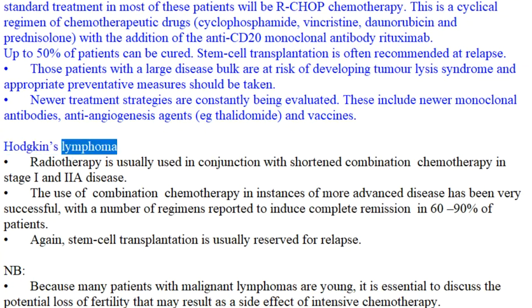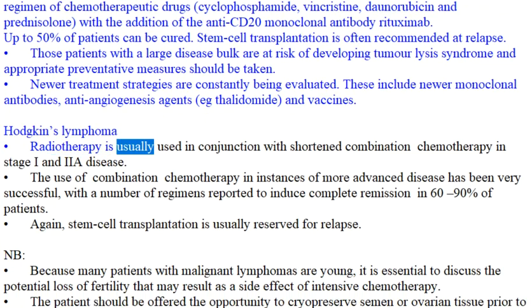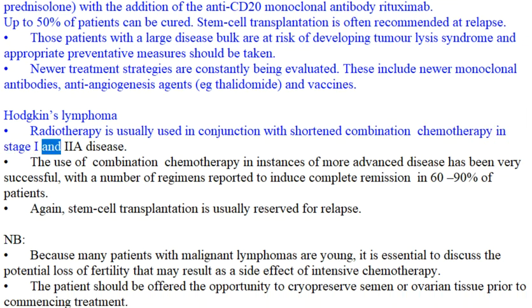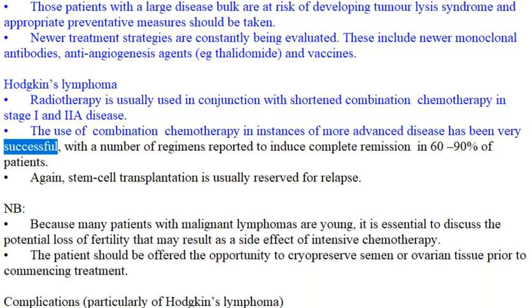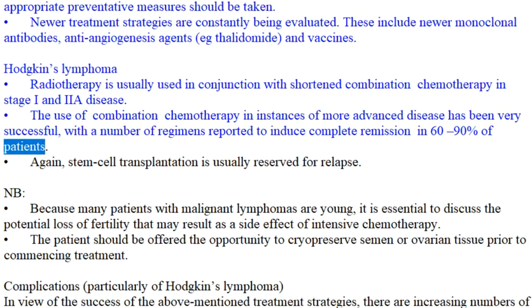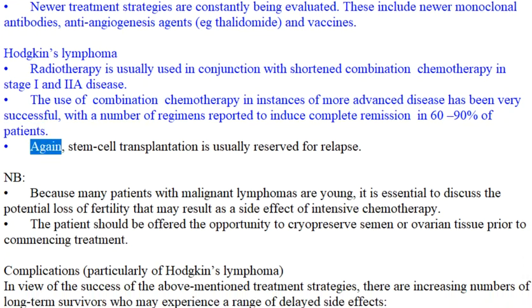Hodgkin's lymphoma. Radiotherapy is usually used in conjunction with shortened combination chemotherapy in stage I and IIA disease. The use of combination chemotherapy in instances of more advanced disease has been very successful, with a number of regimens reported to induce complete remission in 60–90% of patients. Again, stem cell transplantation is usually reserved for relapse.